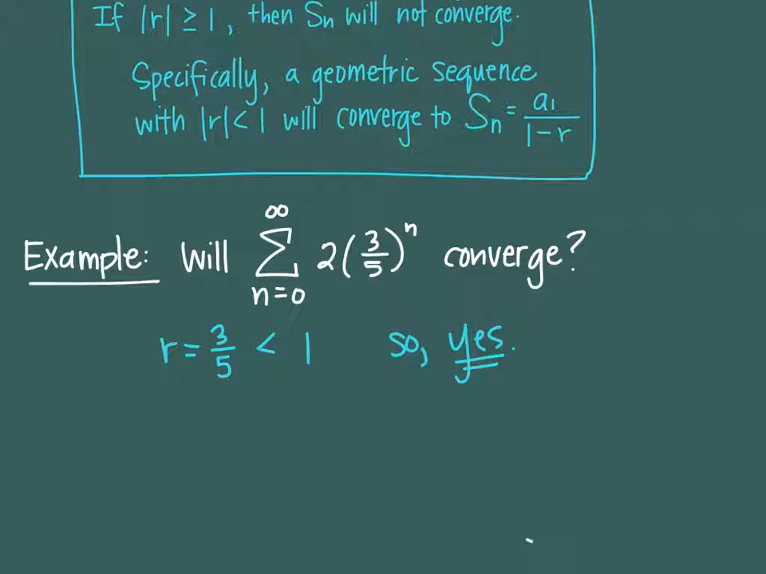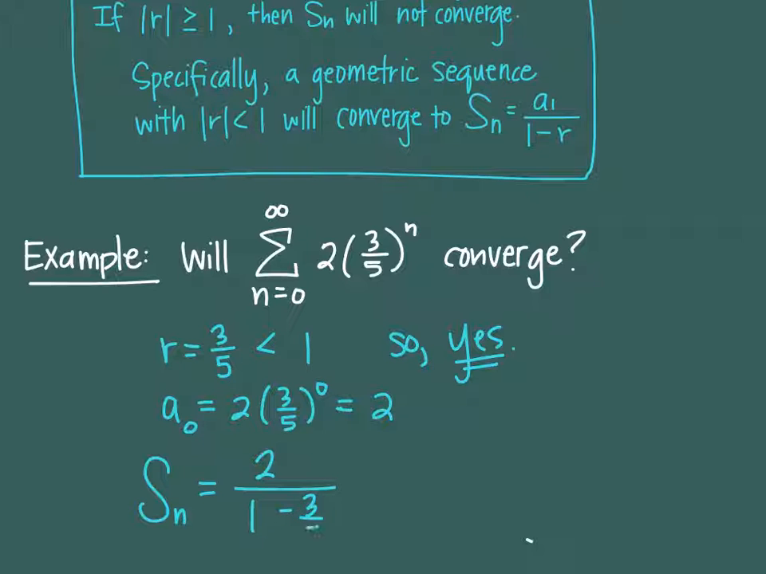So since it will converge, we'll need to know what our first term is. Okay, my first term is based on plugging in what integer? 0 actually is my first term. And when I plug in 0, I'll get 2 times 3/5 to the 0, which is 2. So the summation is going to have a value of 2 divided by 1 minus 3/5. So 2 over 2/5, which is 5.